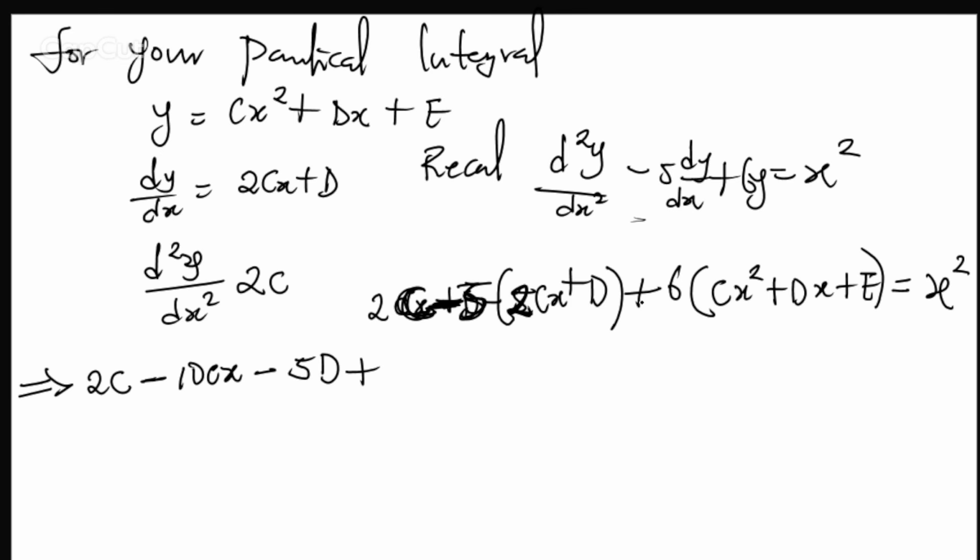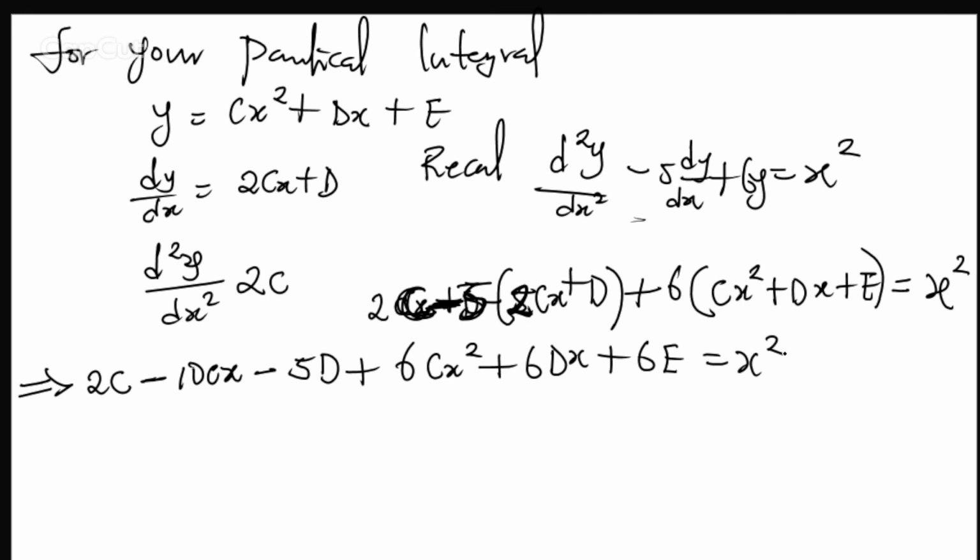If we expand this, we'll simply have that 6 is multiplying all through. And if 6 is multiplying all through, that will give us 6cx squared plus 6dx plus 6e. And this will be equal to x squared.